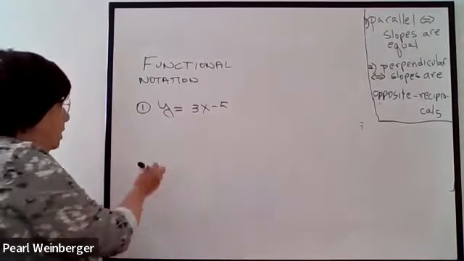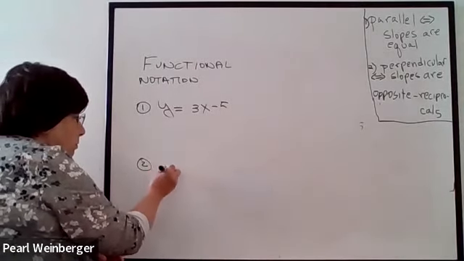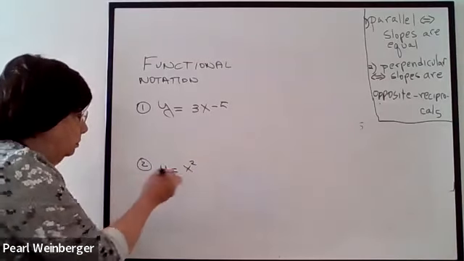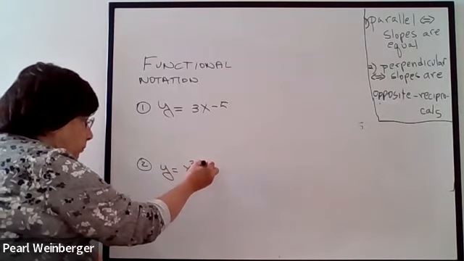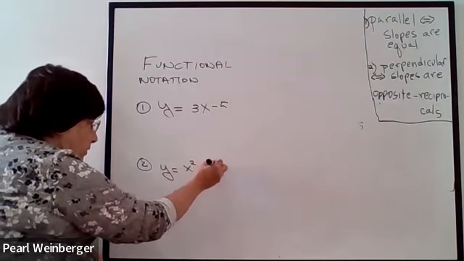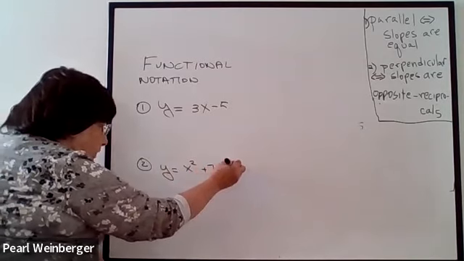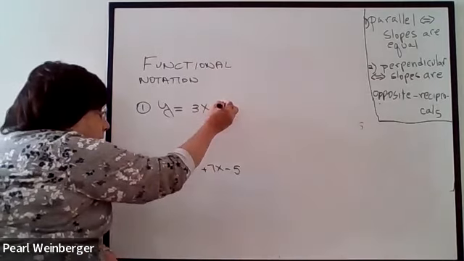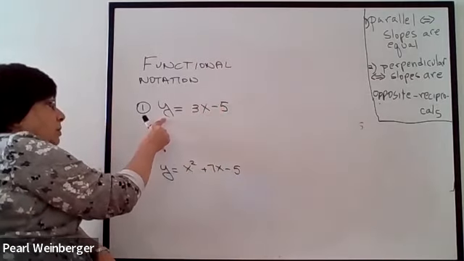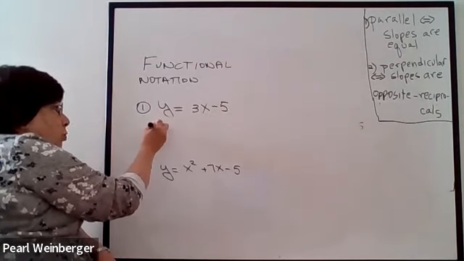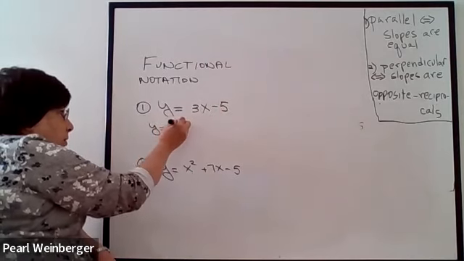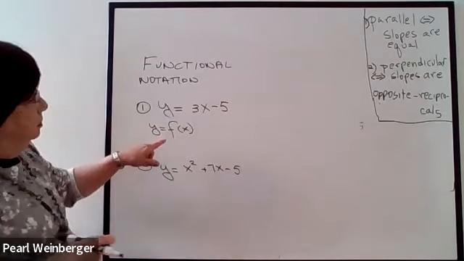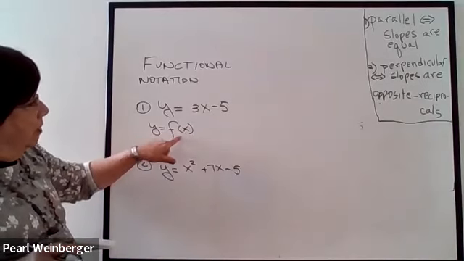Of course, now I forgot what this equation was. y equals x squared and 7x minus 5. I think that was the equation. Okay. Instead of calling this y, we could call it something like f of x, with x in parentheses. This is called f of x.